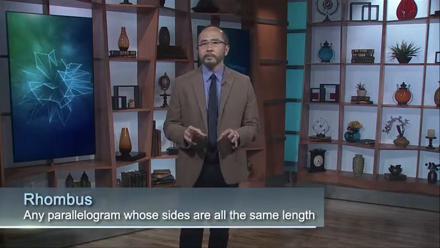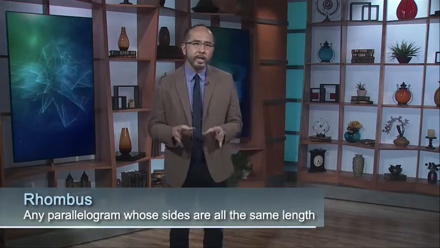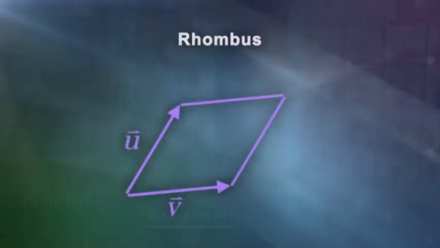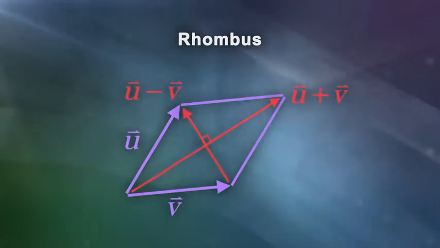Recall that a rhombus is any parallelogram whose sides are all the same length. So from one corner of the rhombus, form two vectors u and v along the sides of the rhombus. Then u plus v and u minus v are vectors lying along the two diagonals of the rhombus. So if we want to prove that the diagonals are perpendicular, we should hope that the dot product of u plus v and u minus v is 0.